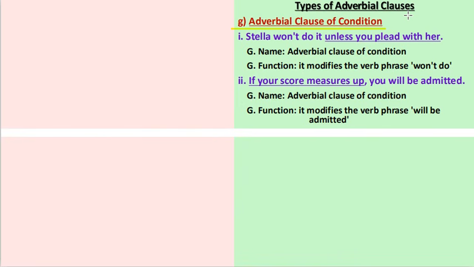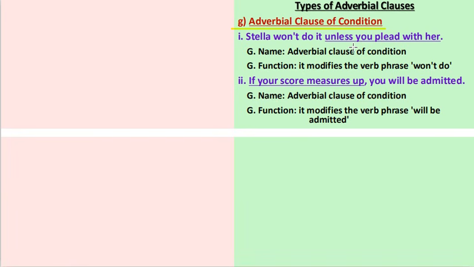unless. Sometimes until can also be used. Until can be used for time, for adverbial clause of time, and sometimes for condition. So these are the subordinating conjunctions that are used to introduce adverbial clauses of condition.